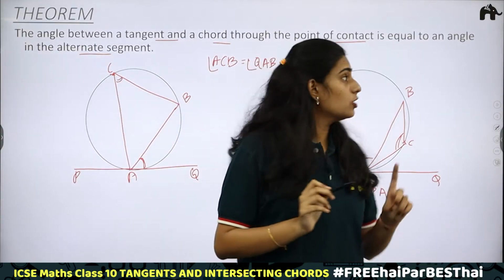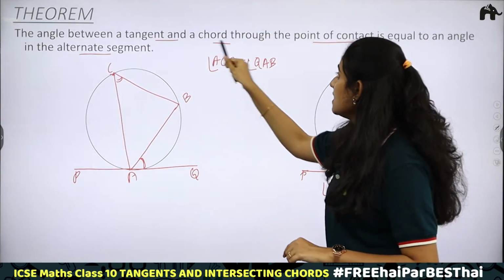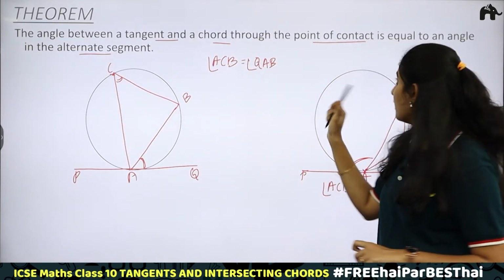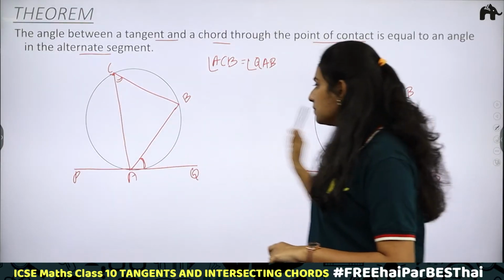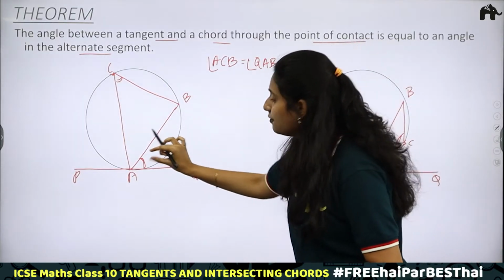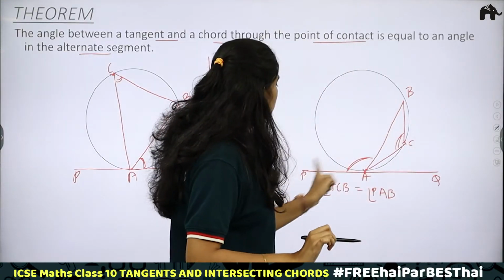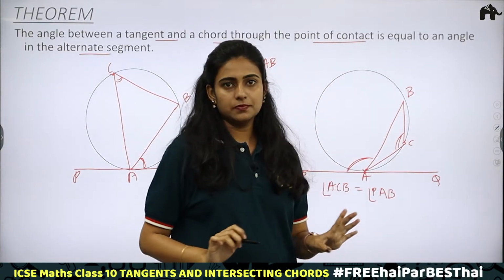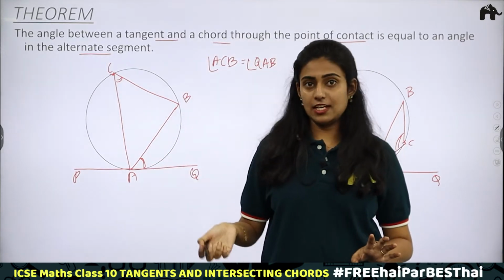Okay, so what is the statement? The angle between a tangent and a chord through the point of contact is equal to an angle in the alternate segment. We have discussed both the cases, that is a smaller angle formed between the tangent and chord, and also the bigger angle formed between the tangent and chord. Understood this theorem? Let's move on to the last theorem for this day.